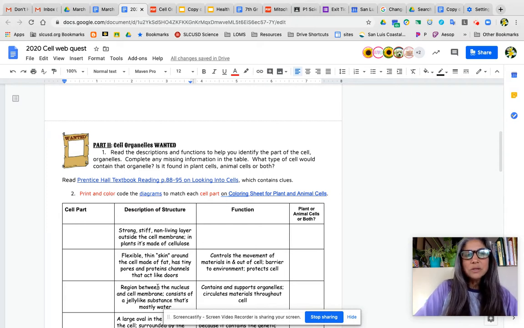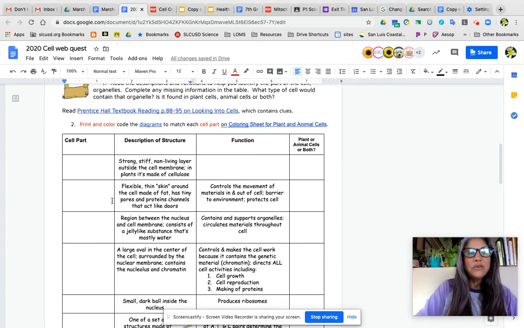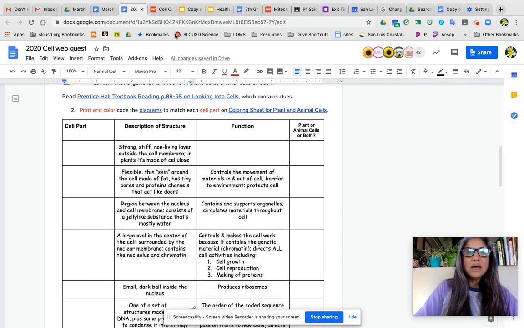So I gave you some clues, and then you have to fill in the name of the cell part. Sometimes you have to fill in what their jobs are, and then you have to tell me if it's plant, animal, or both. So you can just type in a P for plant, an A for animal, or a B for both.